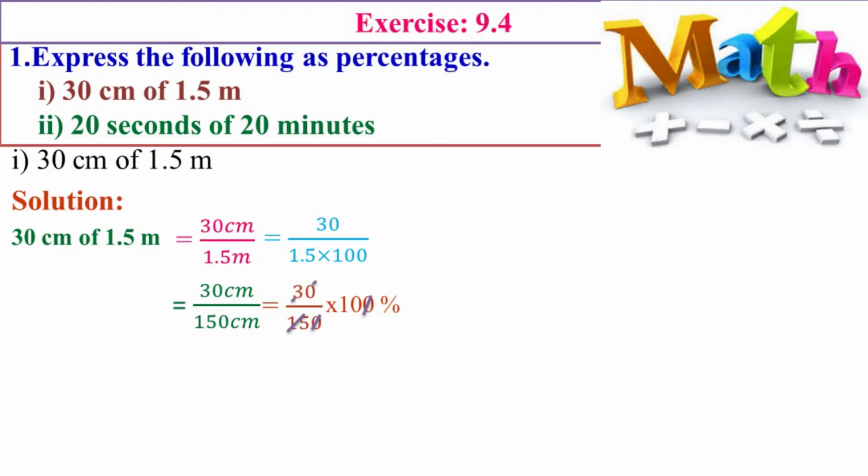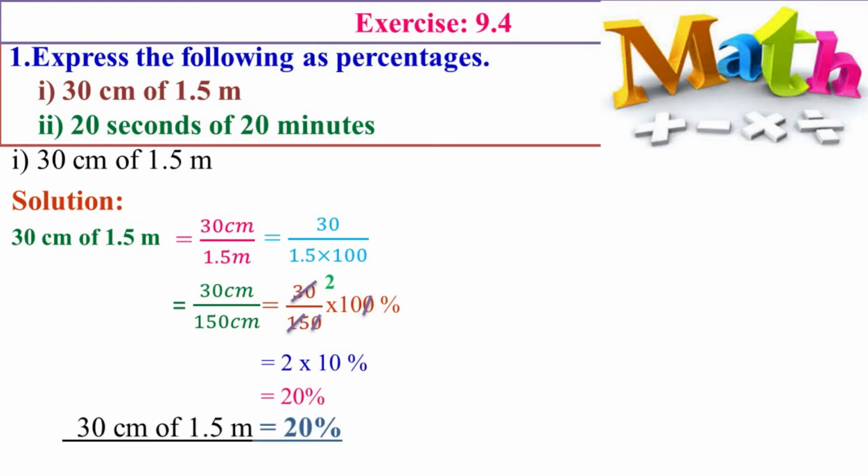Cancelling by 15, we get 2 on the numerator. What are the remaining numbers there? 2 into 10 percentage. On multiplying 2 into 10, 20 percentage is the answer for this question. The solution of the question 30 centimeter of 1.5 meter is 20 percentage. Let us find the solution for the second one. What is the second one?